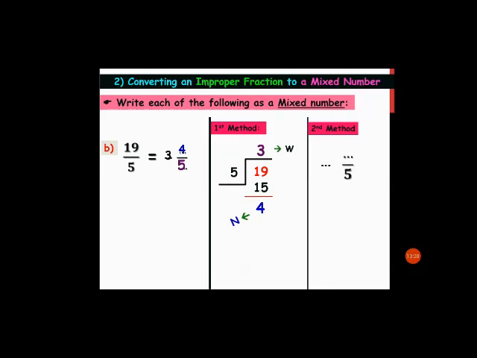The second method is to think: put the denominator first as it is, and then think. 5 times what gives you a number near 19? 5 times 3 gives you 15. 15 plus what equals 19? Plus 4. So 3 and 4 over 5.